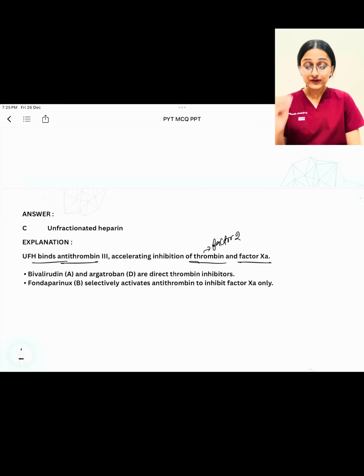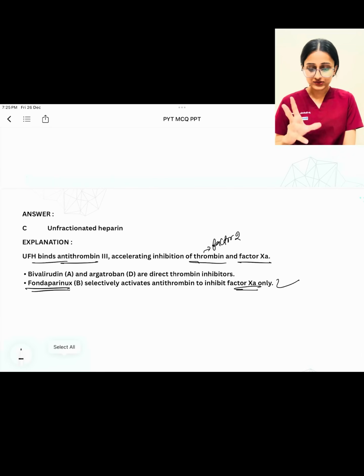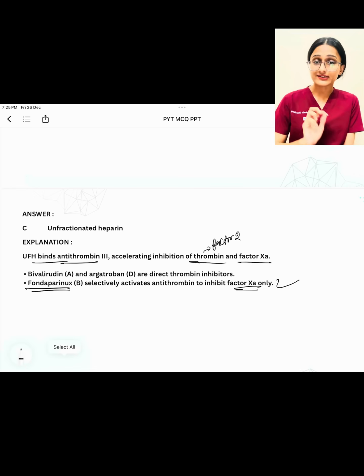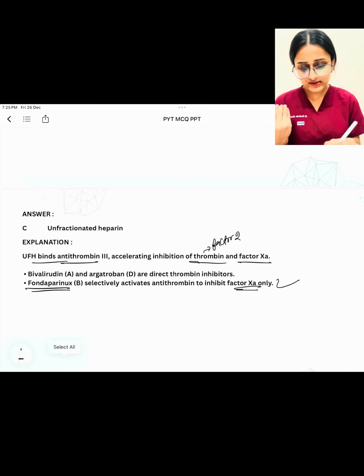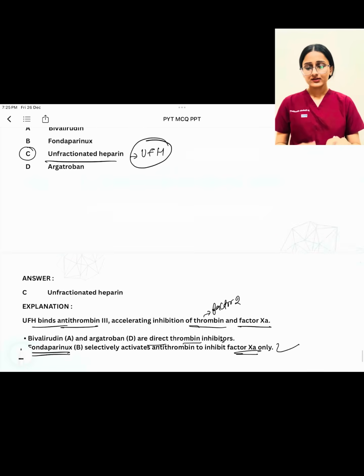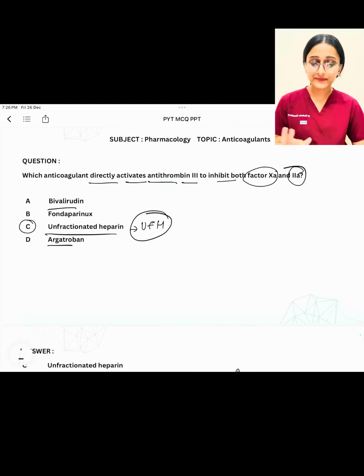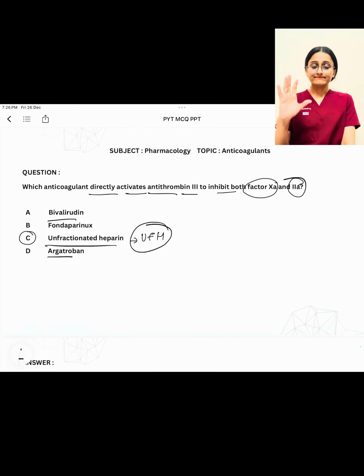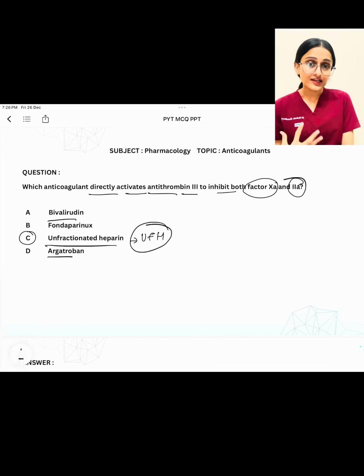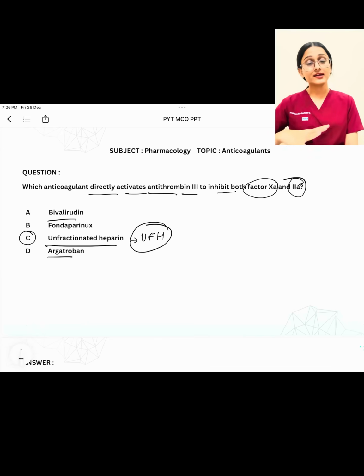But fondaparinux blocks only factor 10. Just remember this one, they sometimes ask the difference between these two. UFH blocks both 2 and 10, but fondaparinux only blocks factor 10. Bivalirudin is a direct thrombin inhibitor. Bivalirudin and argatroban both are direct thrombin inhibitors. These questions have been asked multiple times. We have to remember these topics, because they can be repeated in another way in any exam.